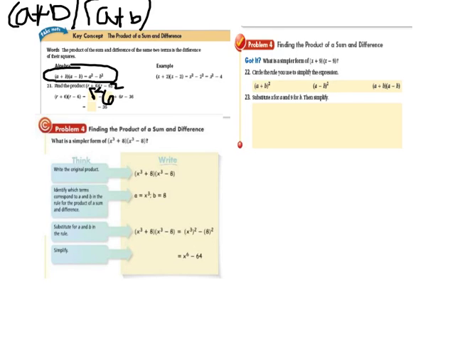I think that what they did here is they wanted me to do the long way with foiling. So ignore that step there, but just do r squared minus 6 squared, so we end up with r squared minus 36.